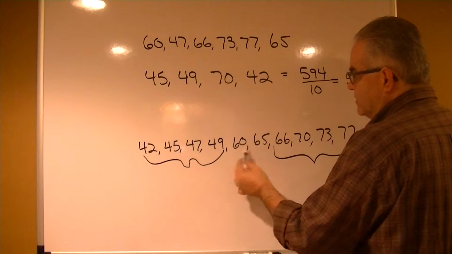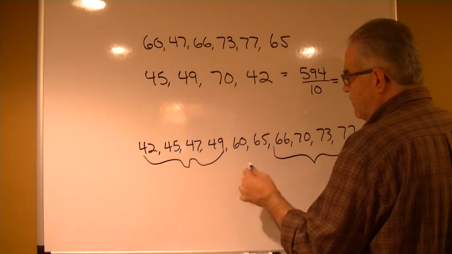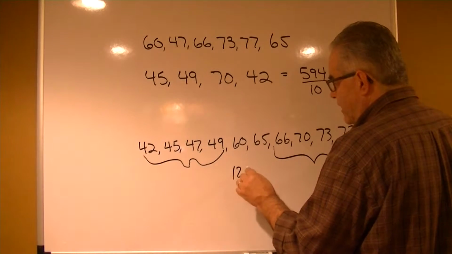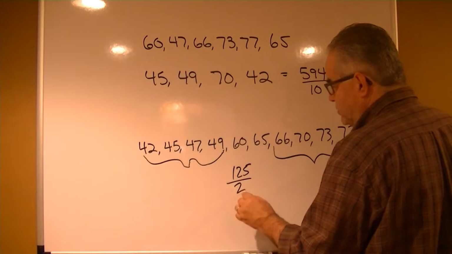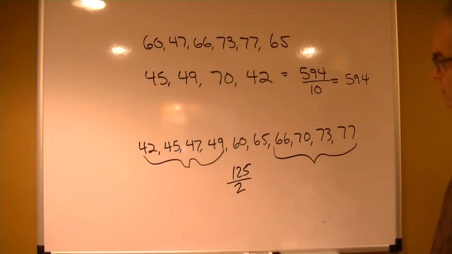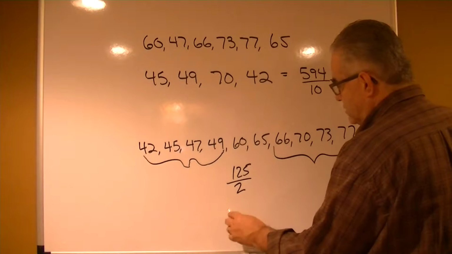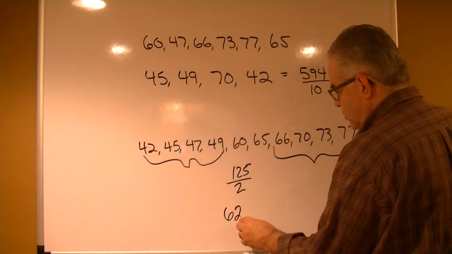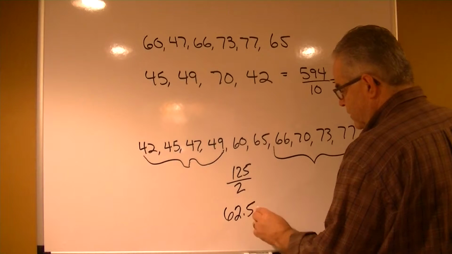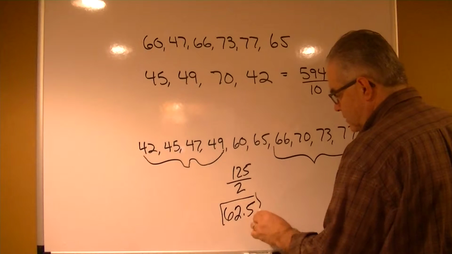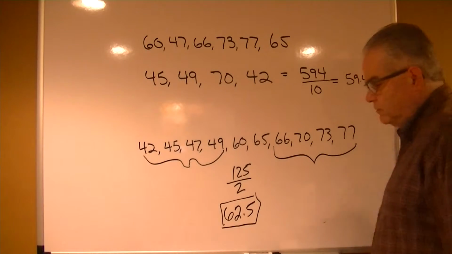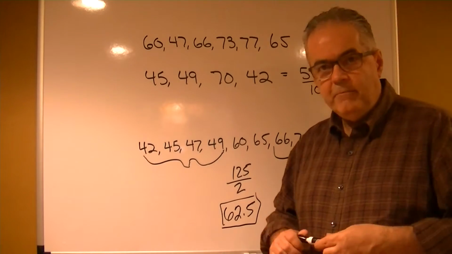So I want to add these 2 up. 60 plus 65 is 125, and divide it by 2. And that's going to give you what? 62.5. And that's your median, the number in the middle.